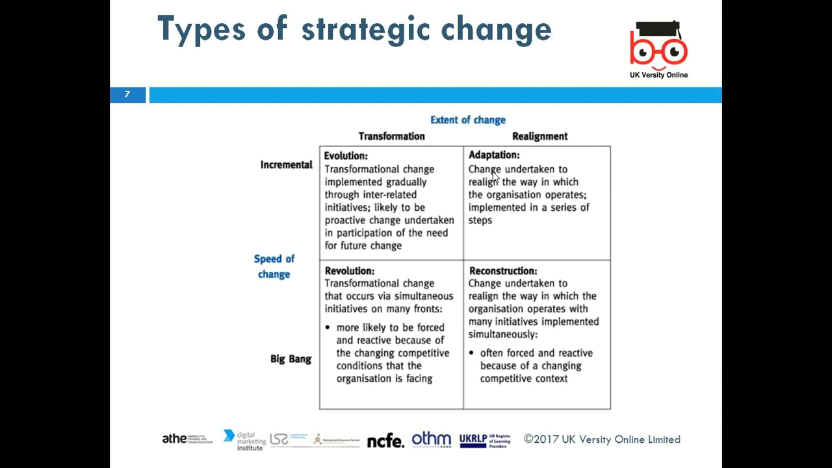So what is a change? Transformation. Incremental change is implemented gradually through interrelated initiatives, likely to be proactive change undertaken in anticipation of the needs for further change, or the future change, which we need to look around. Alignment, realignment, so we need adaptations. Change is undertaken to realign the way in which the organization operates. So that's what we need to look at.